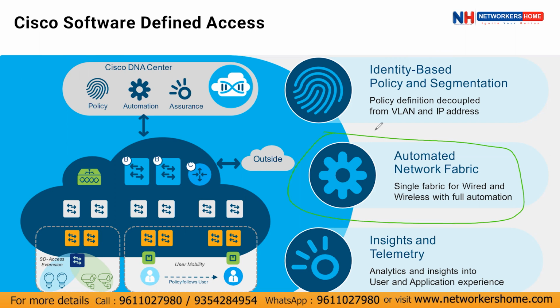Let's jump on to automated network fabric. You see, a single fabric has wireless, and a single fabric has the wired connectivities. Now consider this IP camera. Obviously, they have to connect it by a wire. There are IP cameras that work on wireless, but it is recommended to connect it in a wired format.